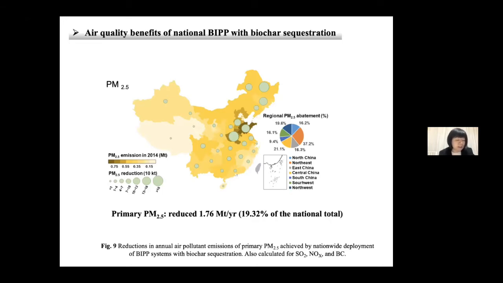In addition, deploying BIPP could have even more pronounced effects regionally, especially in Shandong, Hebei, and Henan provinces in North and East China, which are currently suffering severe air pollution.